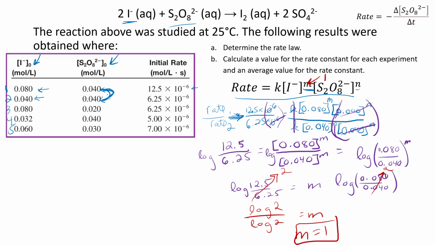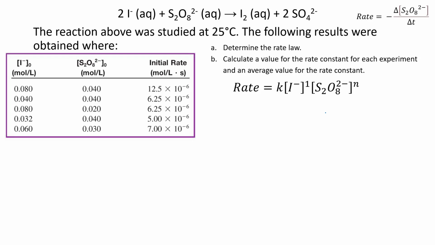Now I need to compare two equations or two experimental trials to cancel out in this row. And so which two are the same in this row? And that leaves me with 1 and 3. And so I need to compare these two in order to solve for n. And let's do that now and figure out what n is.